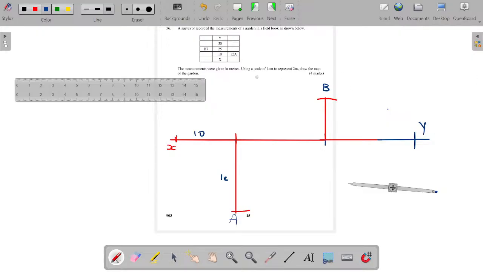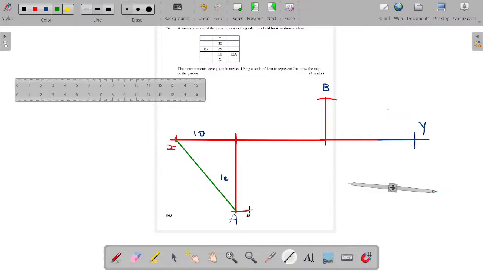Now we have to join A to B. This is how we do the joining. Let me join using a green pen. Okay, sorry. You join using straight lines, remember? You join using straight lines like that.